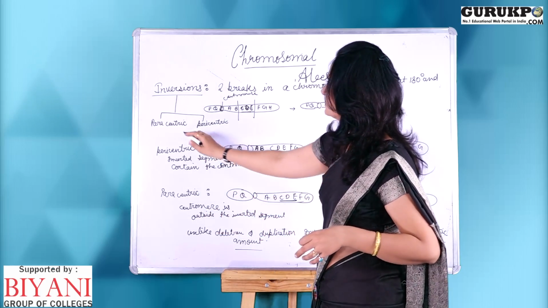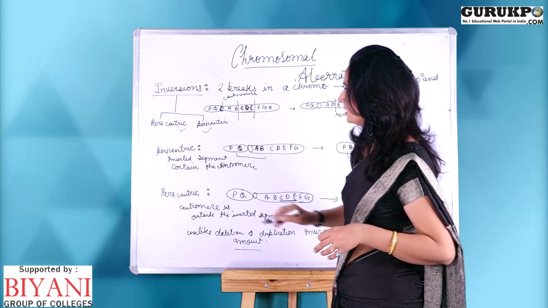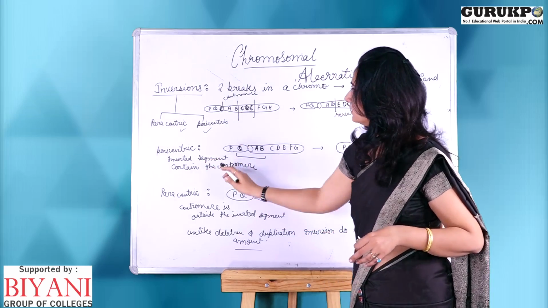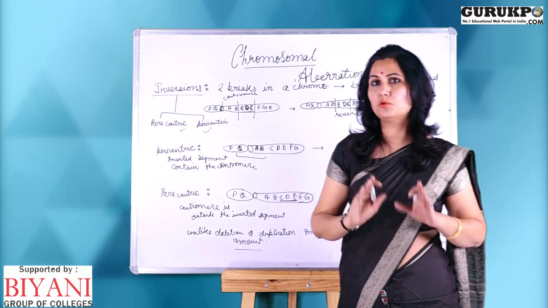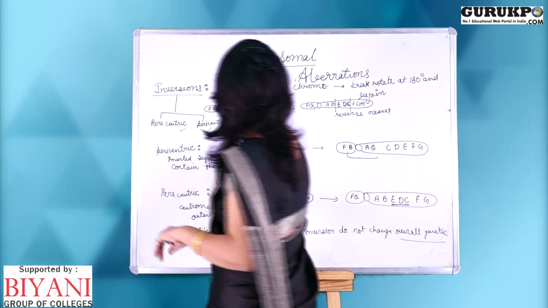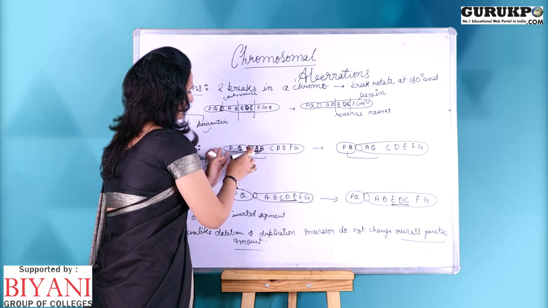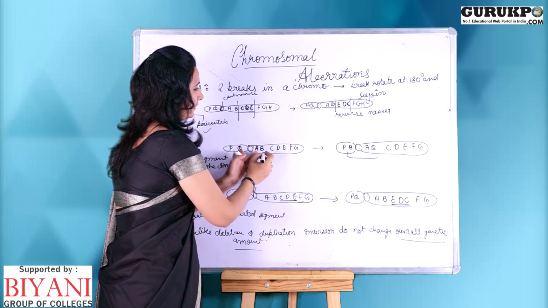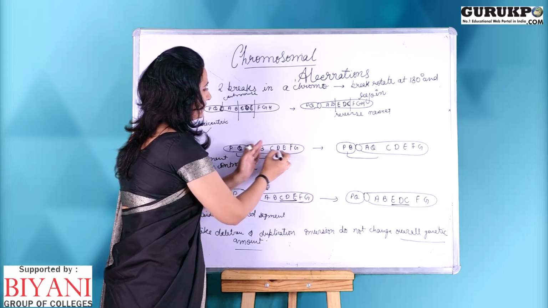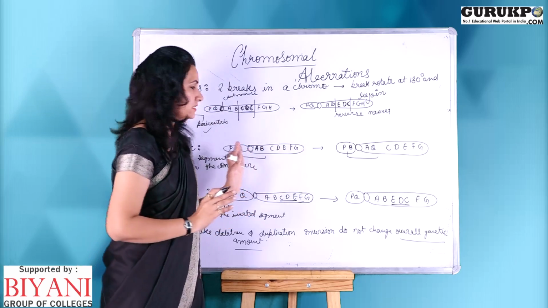It is of two types, paracentric and pericentric. In pericentric, the inverted segment contains the centromere. Like in this diagram we can see there is the centromere. In the smaller arm, P and Q genes are there. In the larger arm, we have A, B, C, D, E, F and G genes.